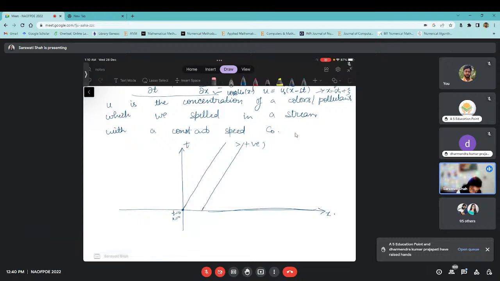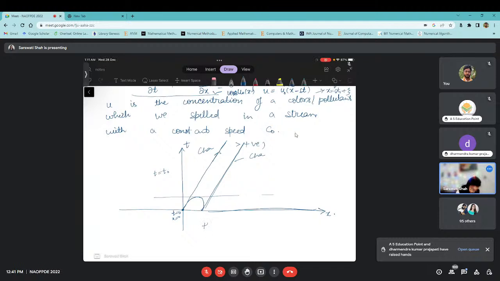What is happening? In this characteristic, our u is constant. So after a finite time, or after a time t naught, will the form of u change? No, it is constant. It will flow along this characteristic. What will happen?